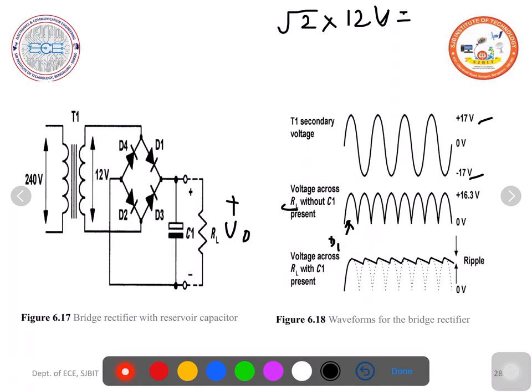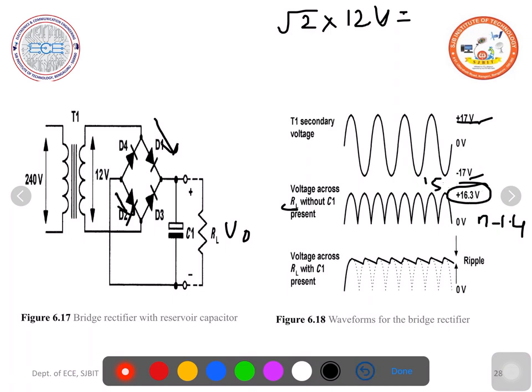Here the mistake is, once again, here 16.3. Peak voltage is 17 volts. So there will be a drop across one diode and one more diode, 0.7 plus 0.7, 1.4. So it should be 17 minus 1.4. So actually this is 15.6. In the textbook it is given 16.3. You make the change, it is 15.6.